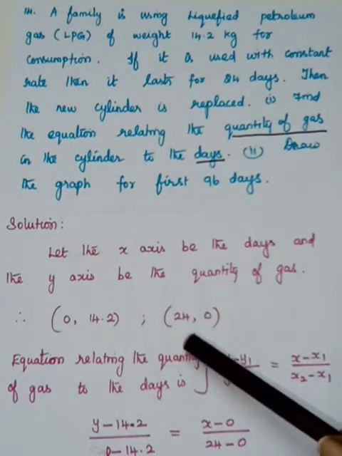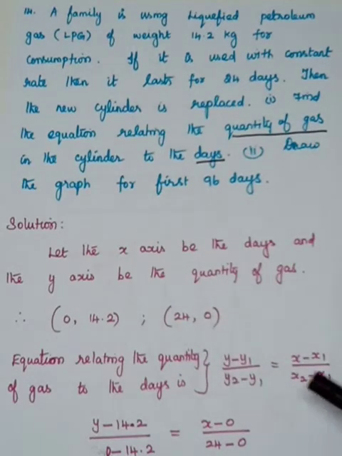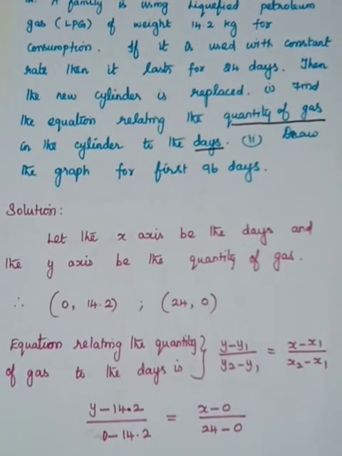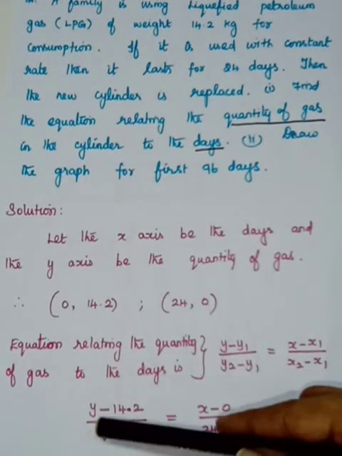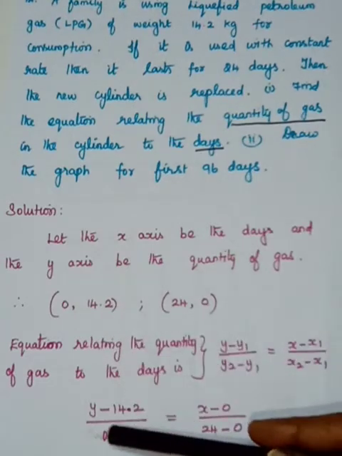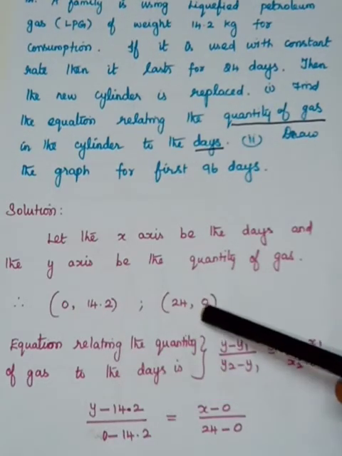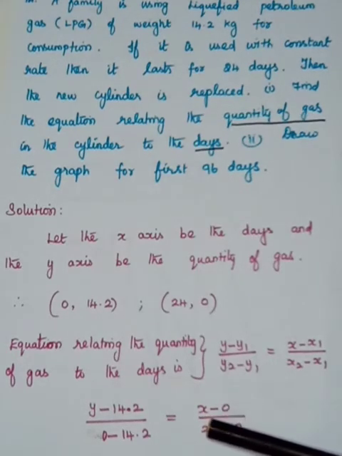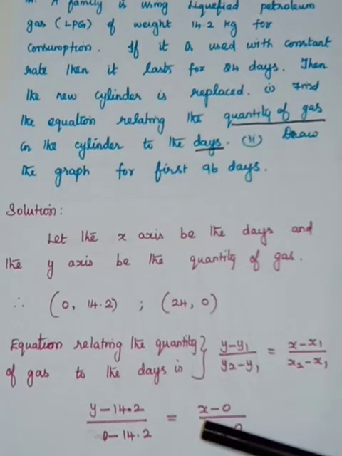So using the 2 points, we can write the relation using the formula (y minus y1) divided by (y2 minus y1) is equal to (x minus x1) divided by (x2 minus x1). What is y? y is the quantity of gas. We can denote it with some letter; here I have taken y. y1 is 14.2, y2 is 0. So 0 minus 14.2 is equal to x, where x is nothing but days. You can also use t; here I have used x itself. x minus 0 divided by 24 minus 0.